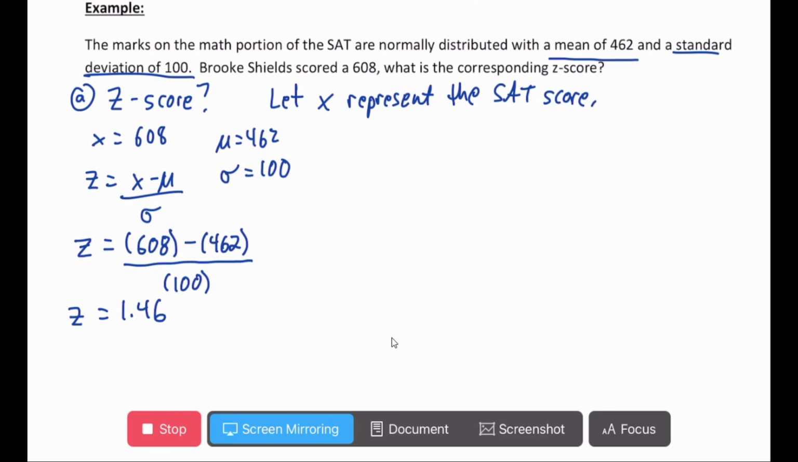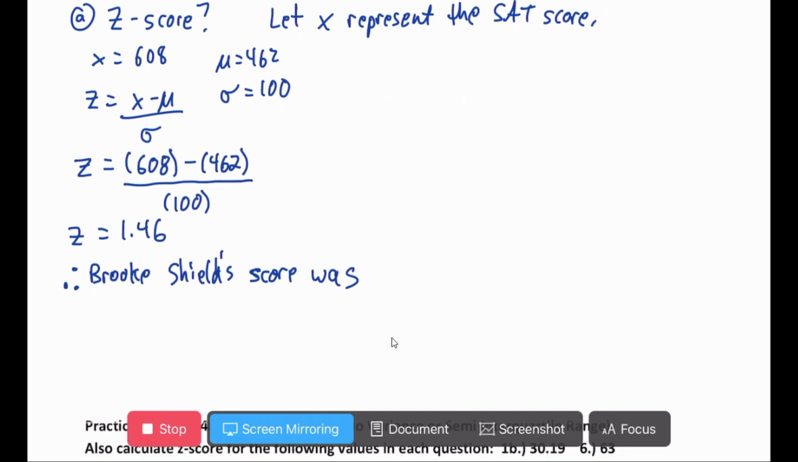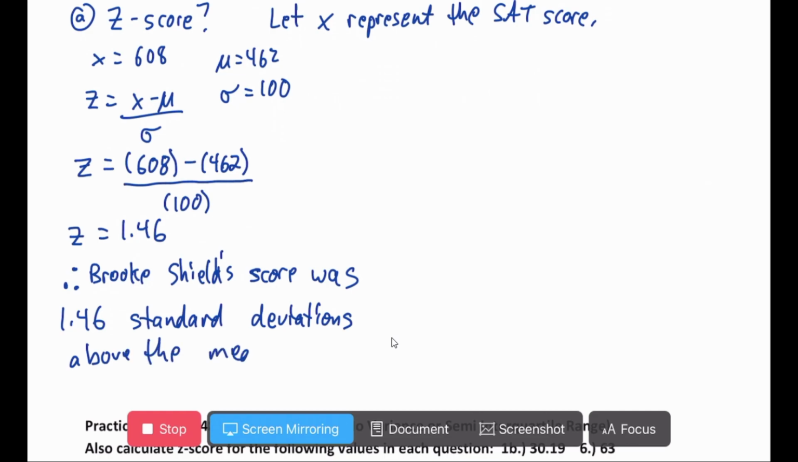Therefore, Brooke Shields' score on the SAT was 1.46 standard deviations above the mean. So it's positive. We know that we're moving to the right. And so she scored 1.46 standard deviations above the average value. Let's visualize that as well.